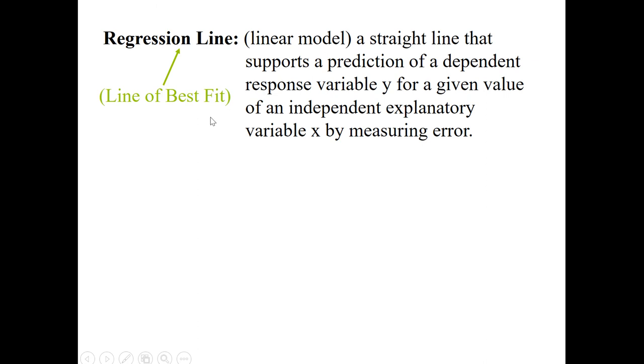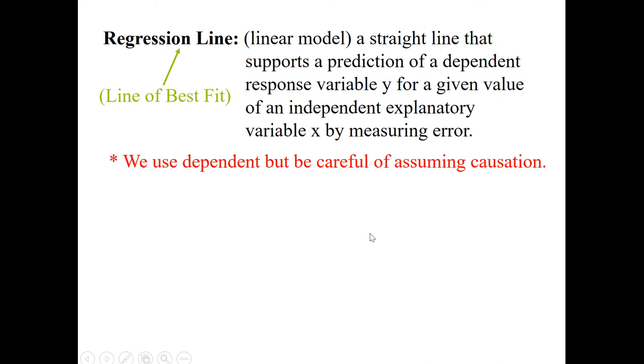The regression line, like I said, is also called the line of best fit. You also see it referred to as the linear model, but it's a straight line that supports a prediction. Okay, so we're going to try to make a prediction of a dependent response variable, y. So we're going to try to predict y based off a given independent explanatory variable, x. And the way that we do this is we measure error, the difference between what actually happens and what we predict to happen.